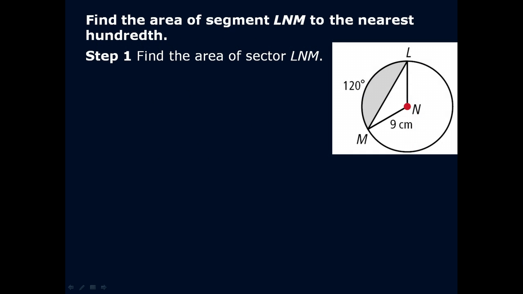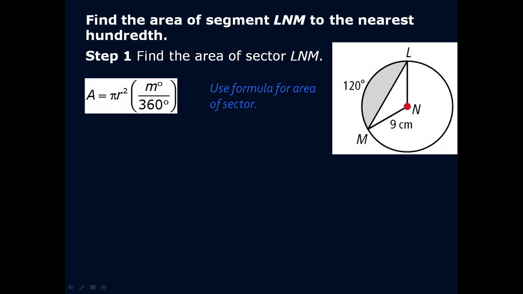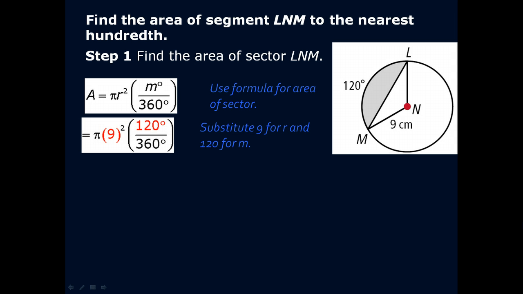Let's find the area of the segment LNM. So LNM, this part here, to the nearest hundredth. So step one, we take the area of the whole sector, use the formula for the area of a sector, substitute 9 for r, the radius, and 120 for the measurement of m. If we simplify, we get 27 pi centimeters squared.